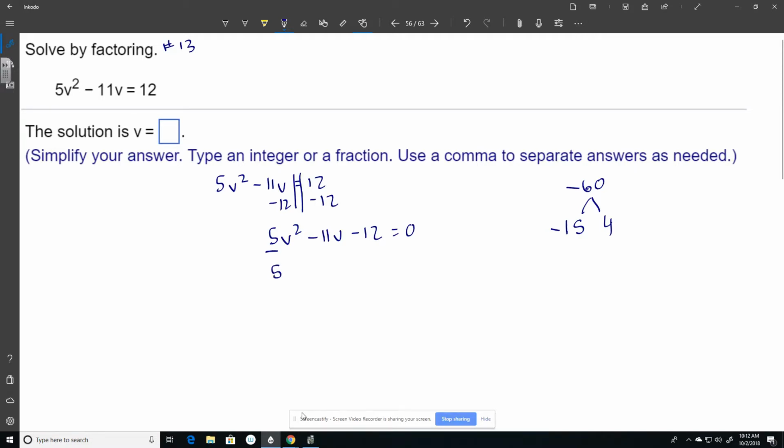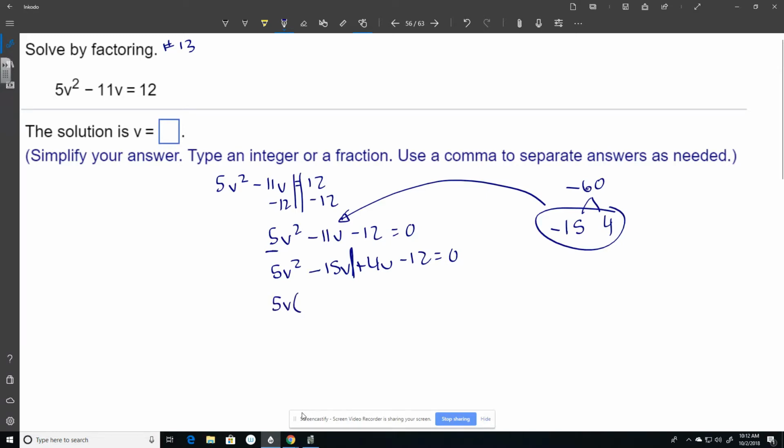So I'm going to change this to 5v squared, and I'm going to take these and plug them in for that middle number right there, that negative 11. So 5v squared minus 15v plus 4v minus 12 equals 0. Now I find the greatest common factor of each side. For 5v squared and 15v, I factor out 5v, and I'm left with v minus 3 on this side. Over here, my greatest common factor is the 4. I pull it out, and I'm left with v minus 3 equals 0.